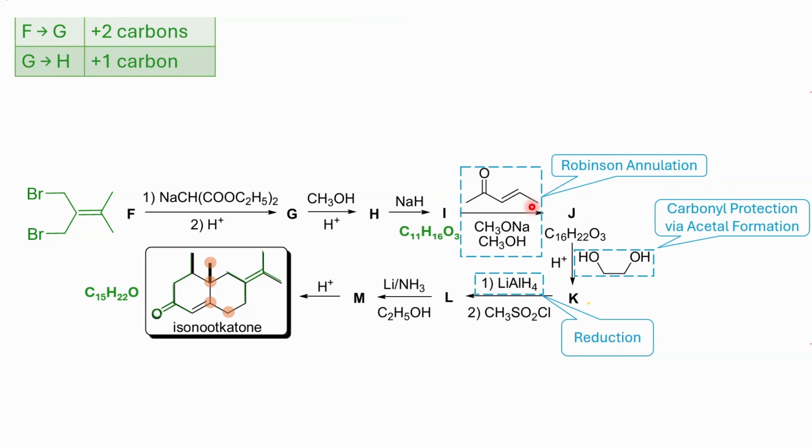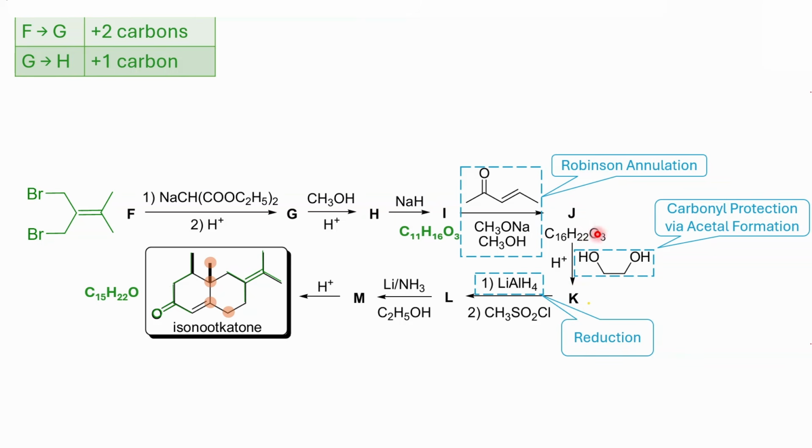We have to do Robinson annulation, then J, K, L, M. So we cannot guarantee that additional carbon atoms are not being incorporated, or where this oxygen is coming from, or whether there is a new ring formation, and so on. So I just want to show you that if you get to J, then Robinson annulation, J, that this part is relatively easy.